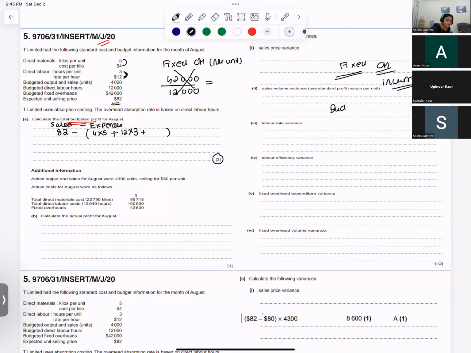So it would be the budgeted overheads that I have expected to be incurred, 42,000, divided by the budgeted output and sales. What is my budgeted output and sales? 4,000. So it is $10.5. I am talking about the budgeted profit per unit. I'm not talking about labor hours or anything. So my fixed overhead per unit would be $10.5.